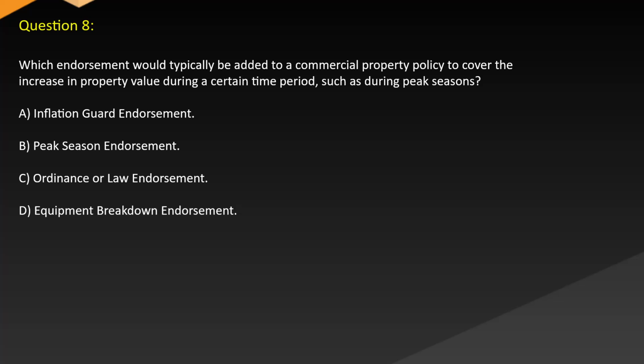Which endorsement would typically be added to a commercial property policy to cover the increase in property value during a certain time period, such as during peak seasons? A. Inflation Guard endorsement. B. Peak season endorsement. C. Ordinance or law endorsement. D. Equipment breakdown endorsement. Answer: B.